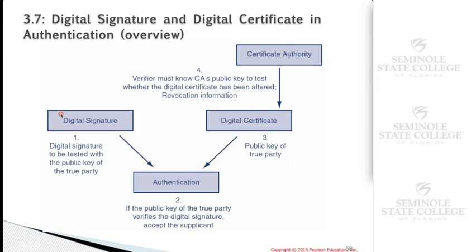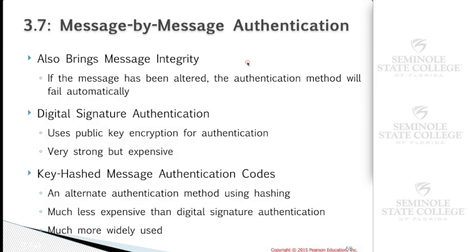Okay, so I'm going to go over it very fast. The digital signature comes in. You can authenticate it. If the public key is true, it verifies the digital signature, so accept the supplicant. And the certificate authority, on the other hand, is verified, and you must know the CA's public key to test. You get the digital certificate from the CA, and you check to make sure, authenticate that certificate that you just got.